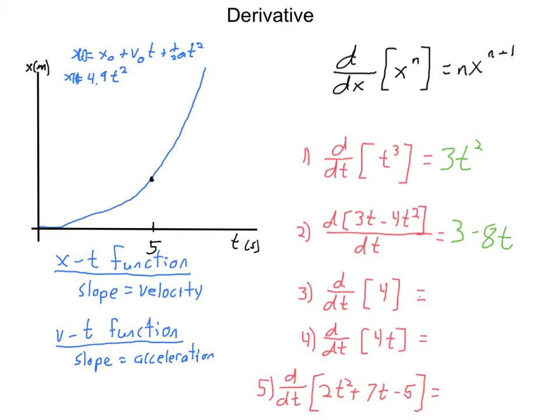Anytime, number 3, you take a derivative of a constant, there's nothing there. Derivative of a constant is 0. I mean, just imagine graphically a flat line. What is the slope of a flat line at x equals 4? Well, the slope is always 0.